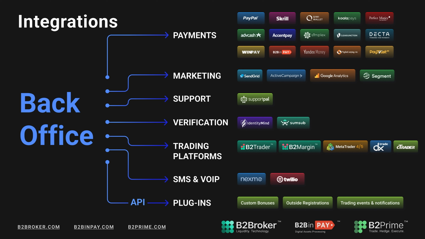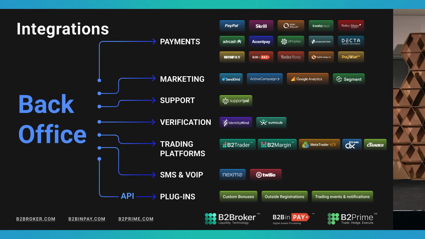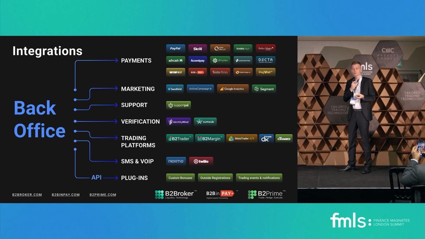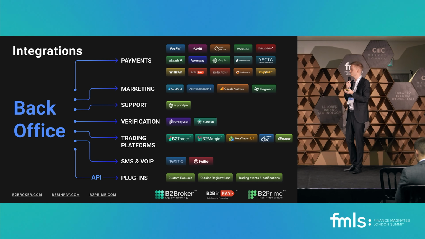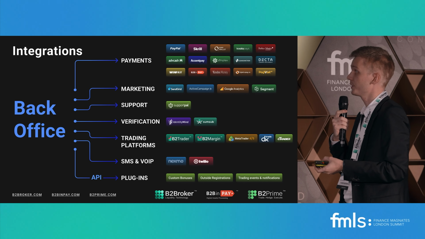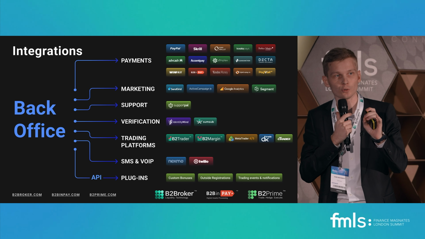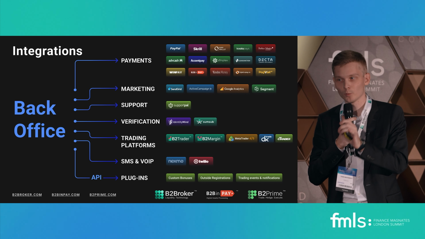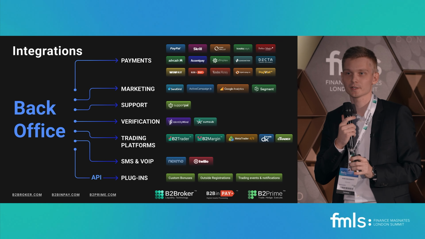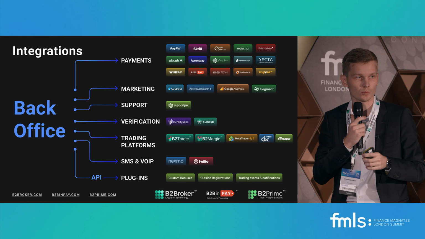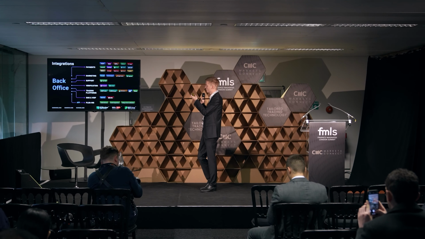Marketing, such as SendGrid, to send emails to your end users once you've launched a new marketing campaign on the trading. There is an active campaign. There is Google Analytics to see the heat maps, where the most targetable trading accounts are and which buttons are clicked the most. Support is, of course, something like SupportPal.